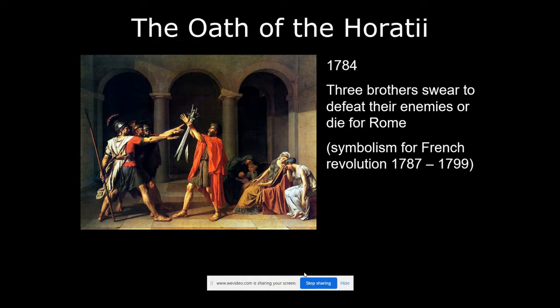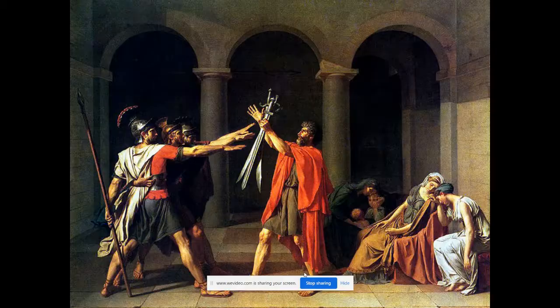Here's the first one we're going to look at here, this oath. There's three brothers there, and they're swearing to defeat their enemies of Rome. They're going to die for Rome. It's actually a symbolism of the French Revolution. Can you get it? And the sisters there, they're having trouble because one of them likes a guy from the other camp, and these guys are going to go kill her boyfriend. And so it's a very complex story. And that brings us to the point about what's going on with David's art and neoclassical.